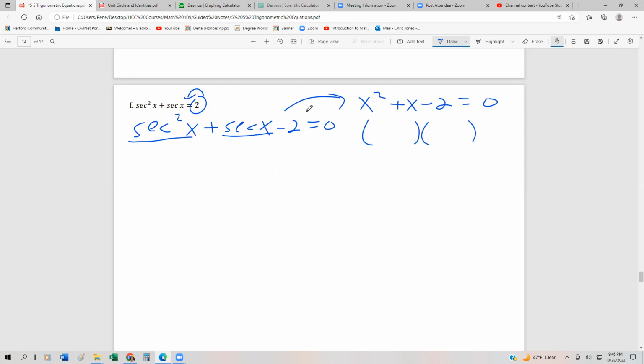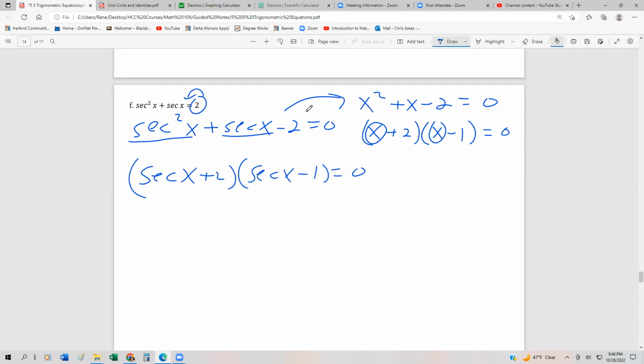And now I'm going to factor this. To factor it, I can write this as (x plus 2)(x minus 1). And of course, if you don't trust your factorization, FOIL it back out, and you'll see that it does FOIL back out to the original polynomial. And so I'm going to replace this x with secant of x. So now I'm going to factor this into (secant of x plus 2)(secant of x minus 1), which is equal to 0.